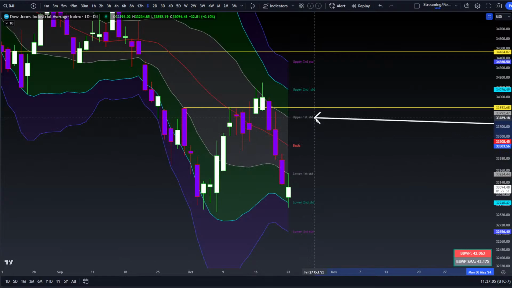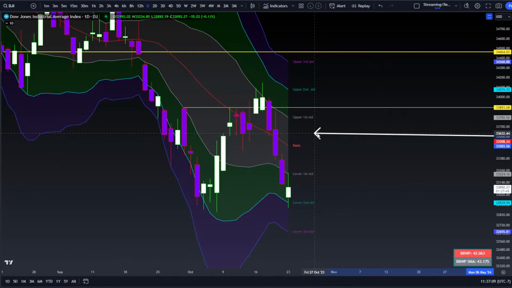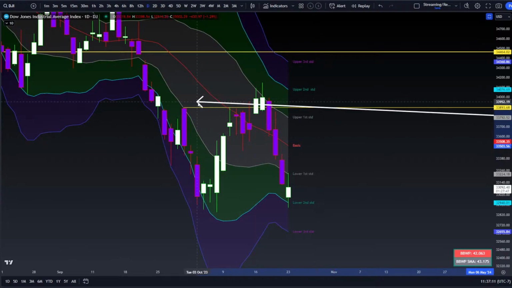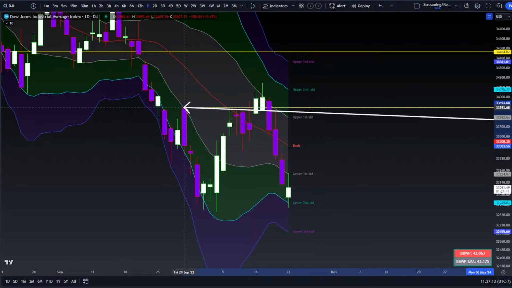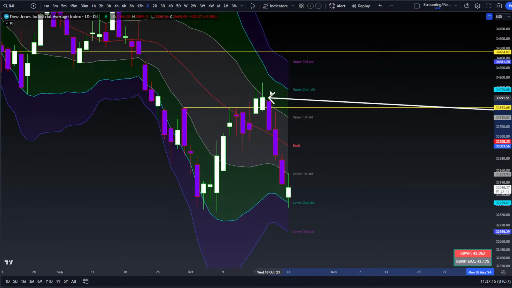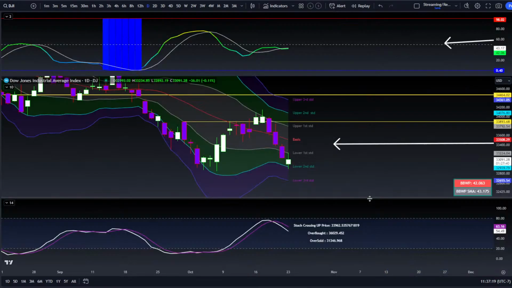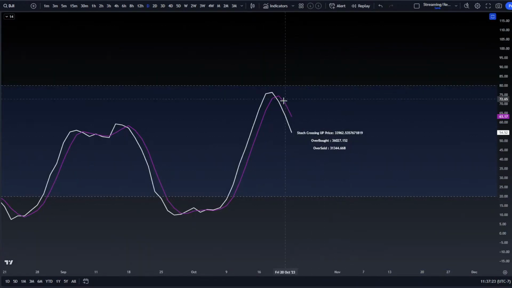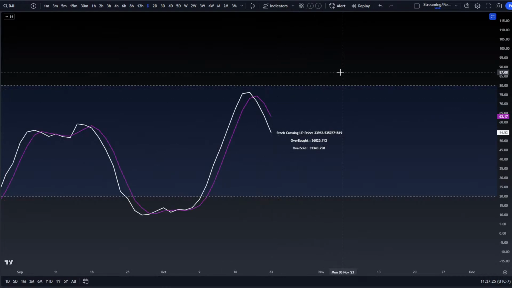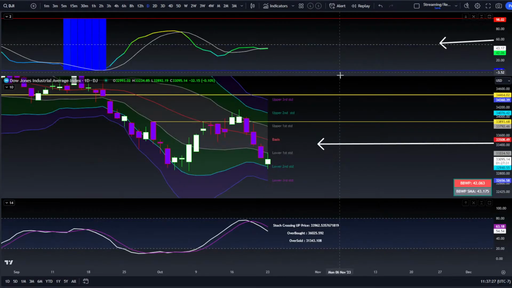Of course, above there, the upper first, which is at 33,800 or so. Possibly another retest of this 33,900 to $34,000 at the highs. But I'm not too enamored with the structure because if it does break down, we do see that Stochastic pointed to the downside below basically 34,000.